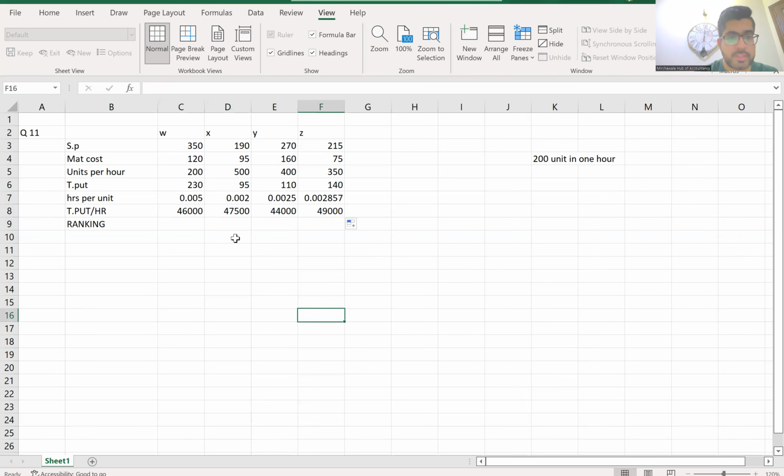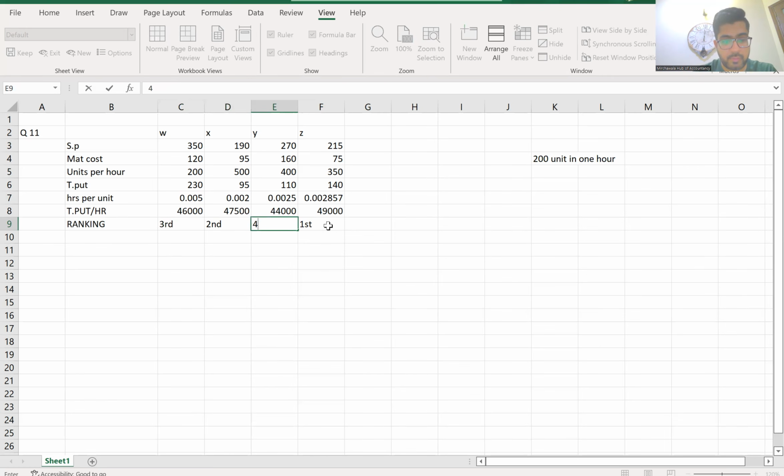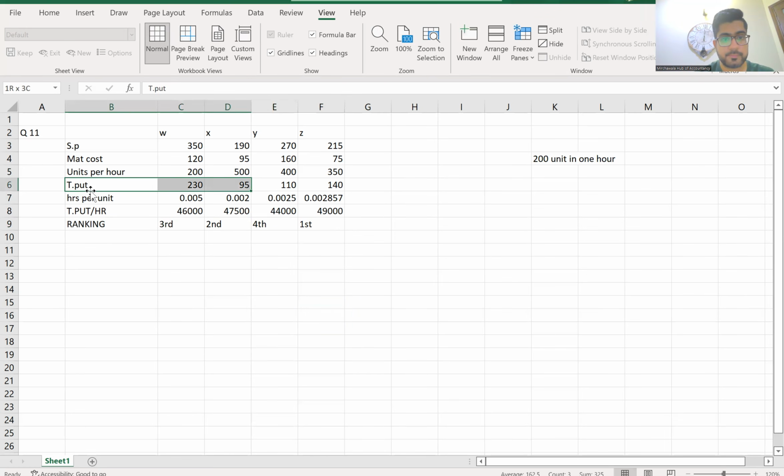Okay, so which is giving the highest throughput per hour? 46, 47, 500, 44, 49. This is going to be the first one. Then second, third, fourth. Okay, this is the solution of MCQ number 11.